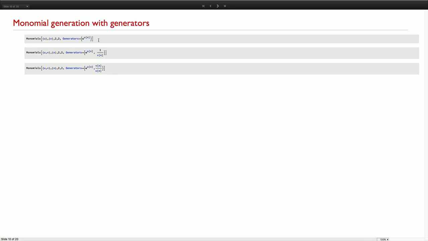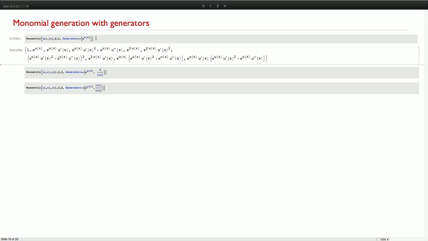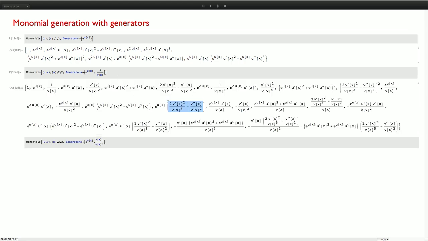Okay, and here we can have a parameter generators, which lets us generate monomials with respect to these generators. For example, here you can see, and one more example with other generators. Here are the monomials using these generators. And one more example. Here we can see that with respect to u and v dependent, x independent variables, the maximum degree and the maximum order of derivative is 2, and generators are specified.